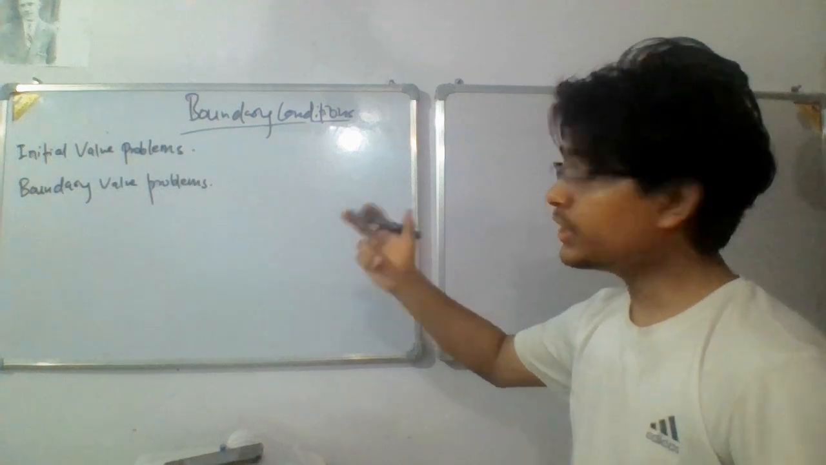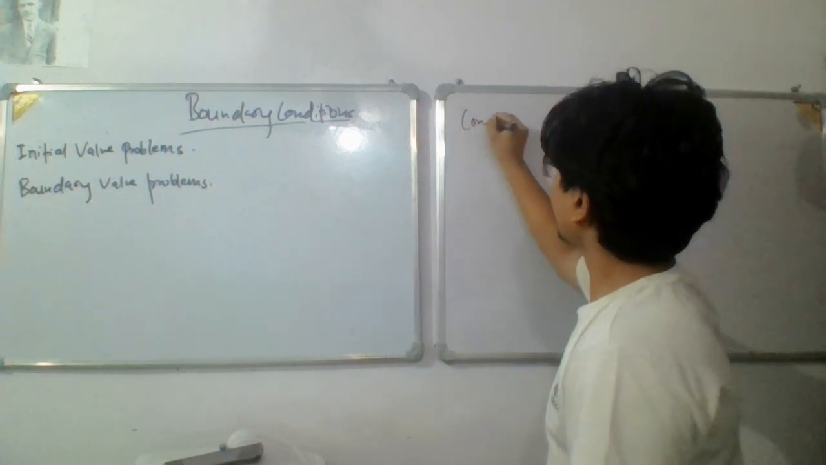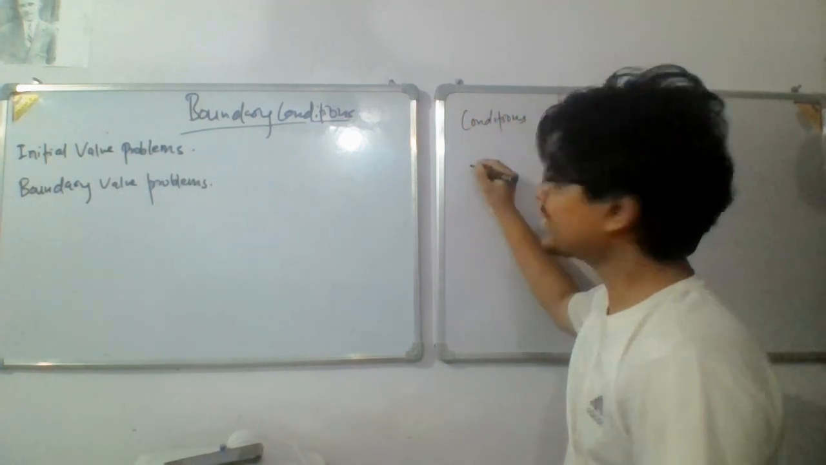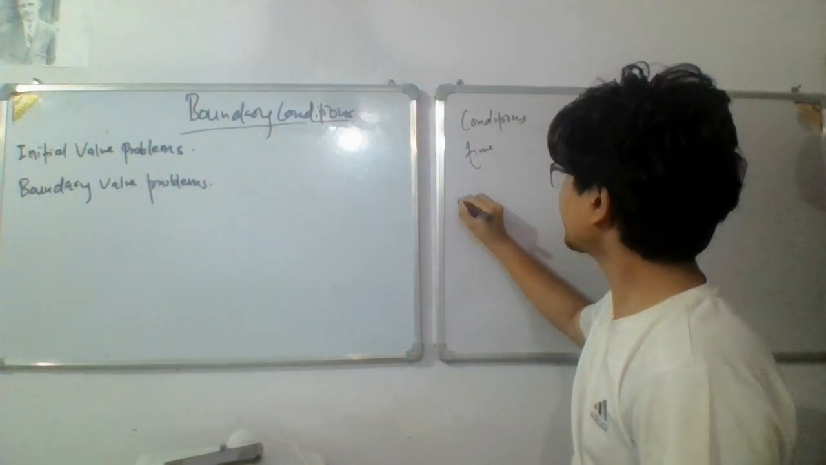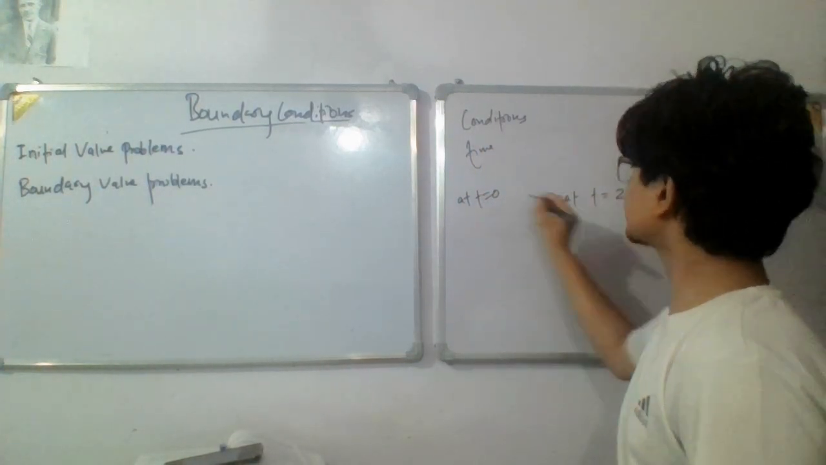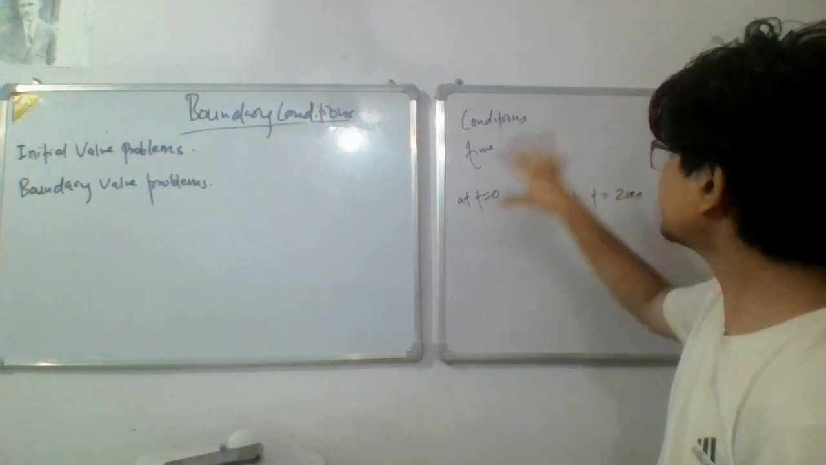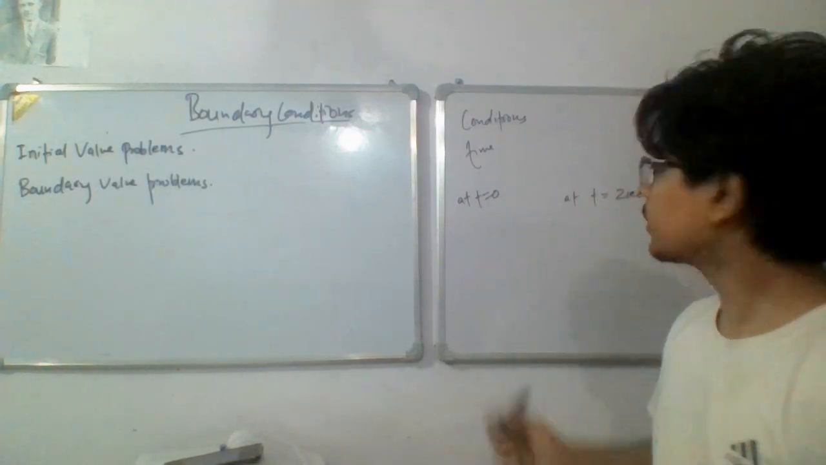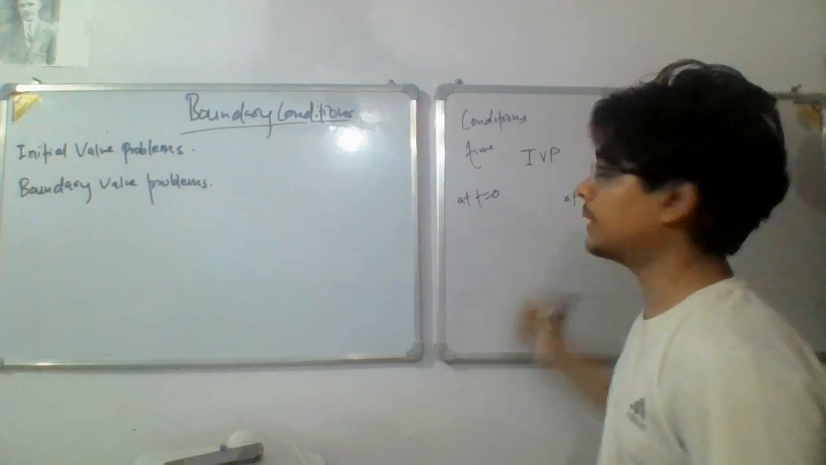if we define the conditions or constraints on the basis of time, for example at t equals 0 and at t equals, let's say, 2 seconds, then in such a case, this kind of problem is called an initial value problem or IVP.